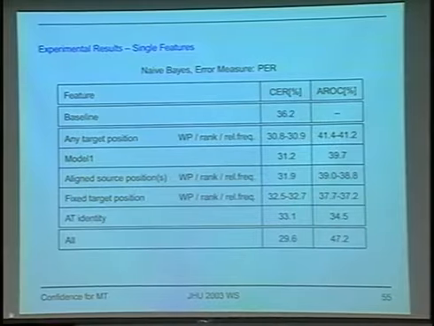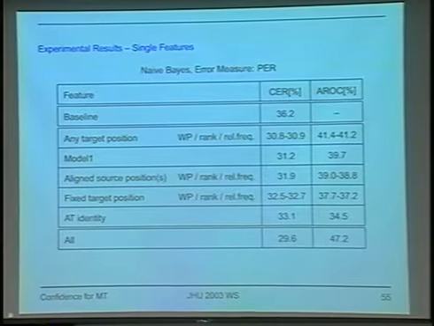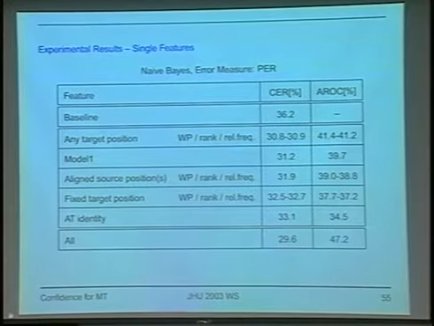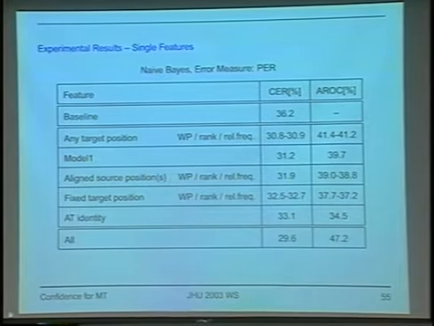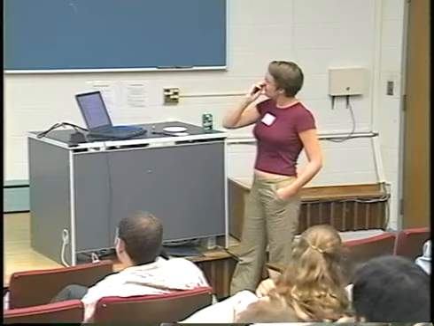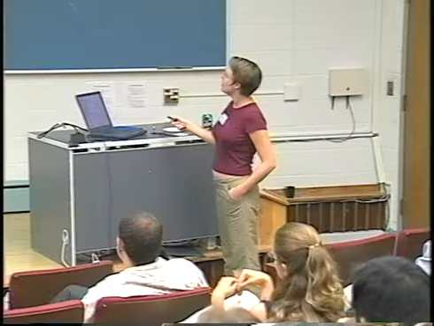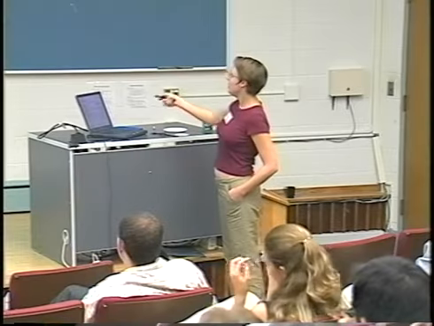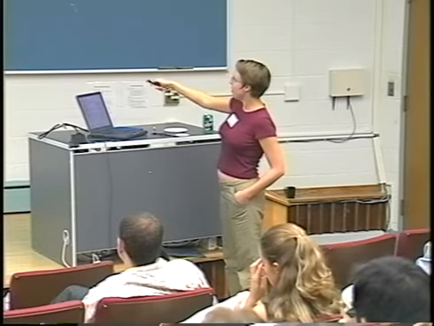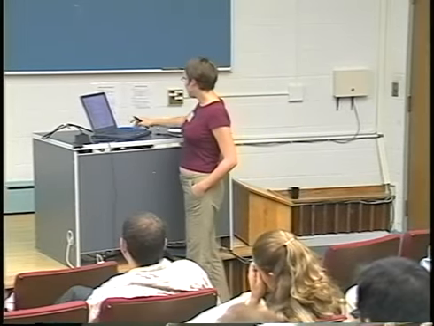And what we see here, which is very nice, is that if we combine all the features that we have got, we had 17 in total, using the naive Bayes model, we get down to 29.6 classification error rate and 47.2 in AROC, which is a nice improvement over the baseline that we got. For the CER we have this baseline, and if we assume only the single best feature, we still see that we can significantly improve that. If we go to the combination down here, we get a larger AROC value and a lower classification error rate.